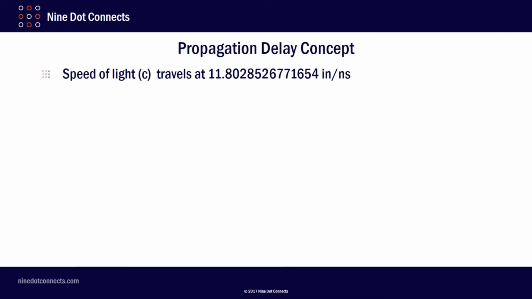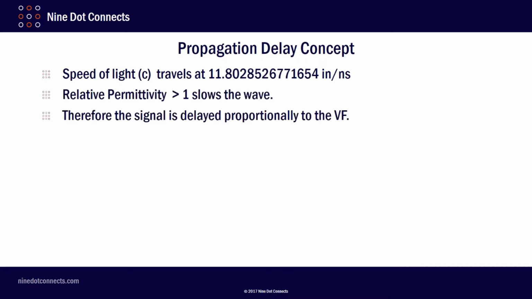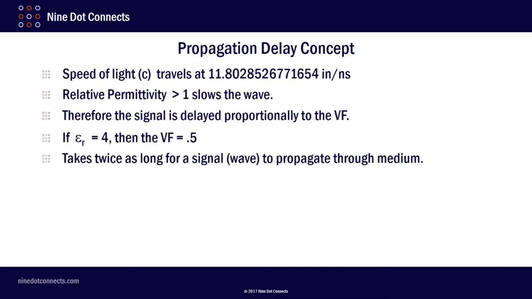Now we're going to round off 11.8 as the speed of light, but technically speaking, that's what it is. And again, as the relative permittivity increases above 1, it slows the wave, and therefore the signal is delayed proportionally to the velocity factor. Again, if epsilon r is 4, which is very common, the velocity factor is 0.5. It means it takes twice as long for a signal to propagate through a medium.